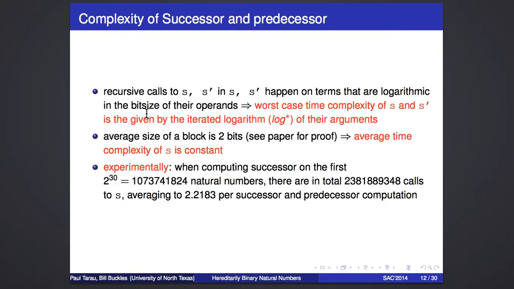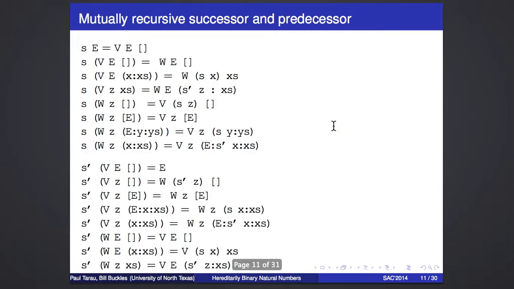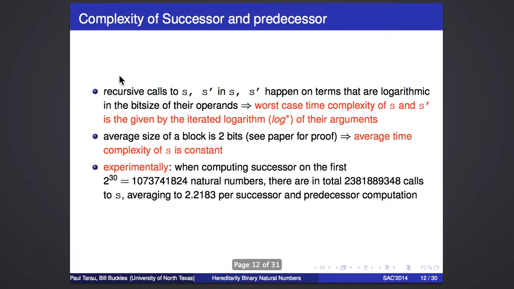The recursive calls to S and S prime happen on terms that are logarithmic in the bit size of their operands. So the worst case complexity of S and S prime is given by the iterated logarithm of their arguments, how many times the logarithm can be applied until we reach 0. And this can be seen very clearly here.